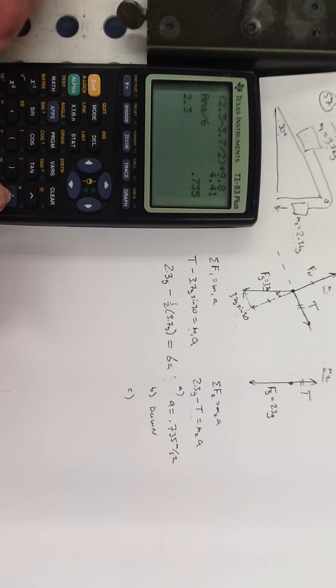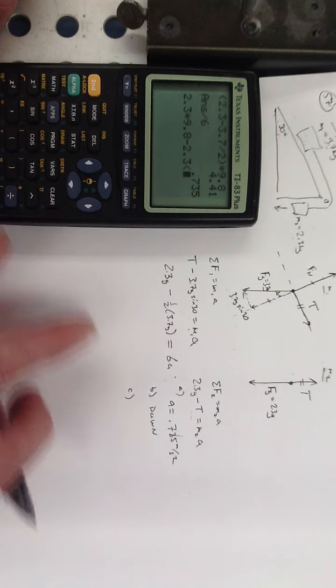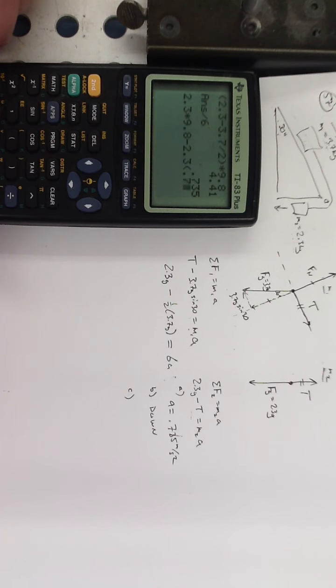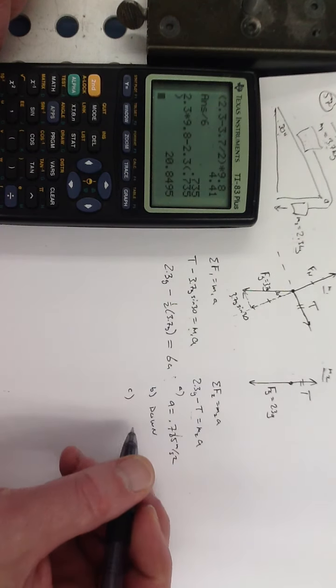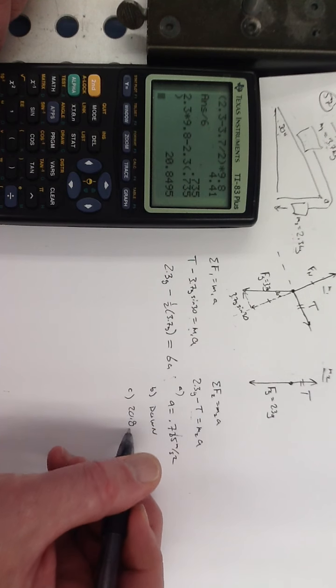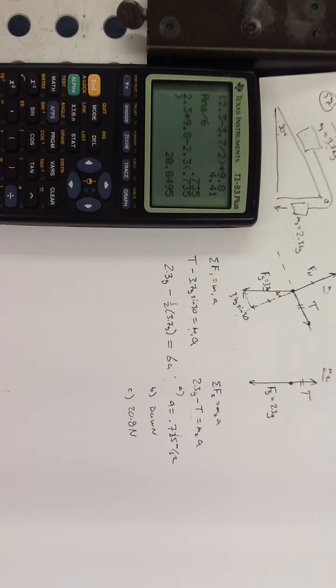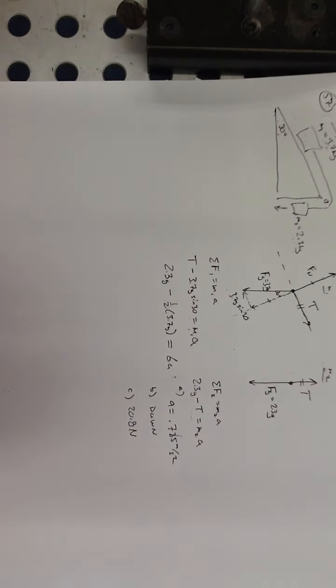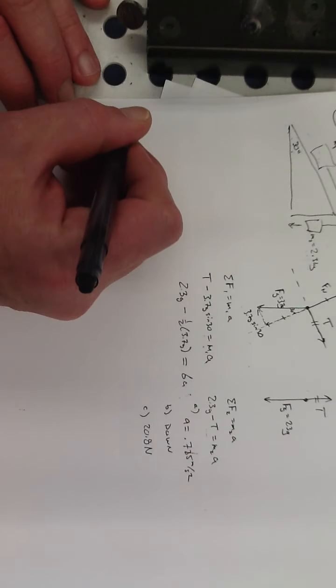So 2.3 G minus M2, which is 2.3 times the acceleration, 20.8 newtons. So let's just check that and see. Looks good. All right, how are we doing here? We have one more. Number 67.